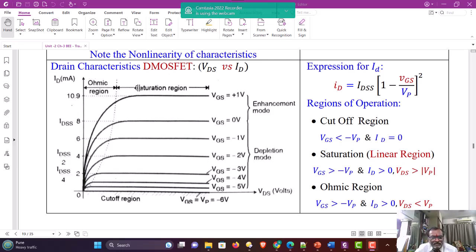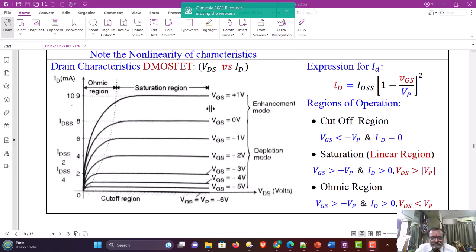So instead of having this confusing type of nomenclature, we can call this saturation region a linear region or active region. Okay. The expression of ID is given by the relationship ID is equal to IDSS into (1 minus VGS by VP) bracket square.